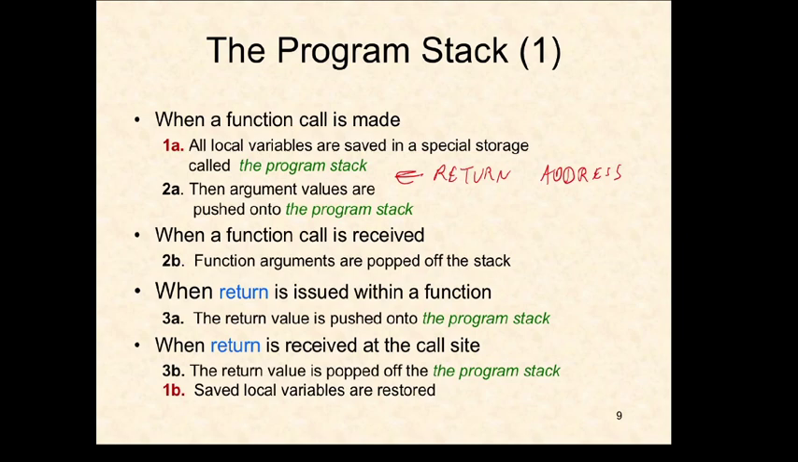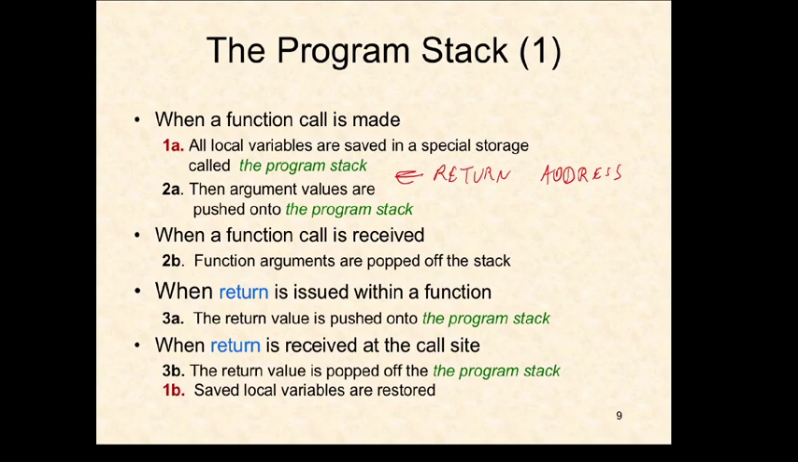So then the function runs. When that function says, I want to return to where I started, well, at first it has to put the return value onto the stack. Then we have to get the address. We have to look on the stack to see where to return control to. When the return is received, we have to get the return value popped off the stack, the return address popped off the stack, the local variables that were saved on the stack, those have to get popped off and restored, and all of this stuff has to happen.